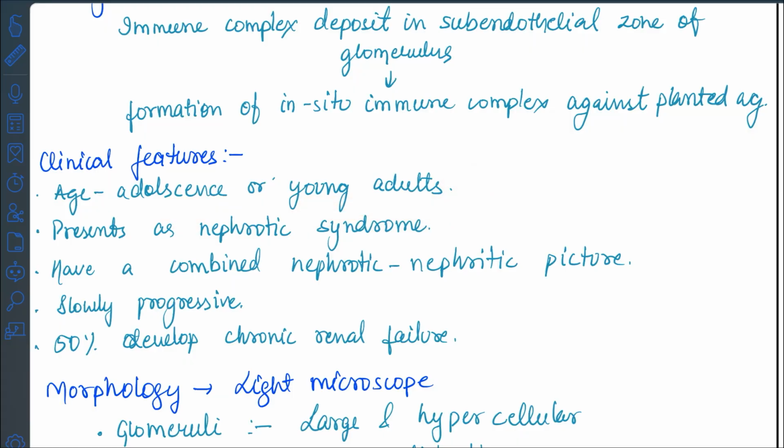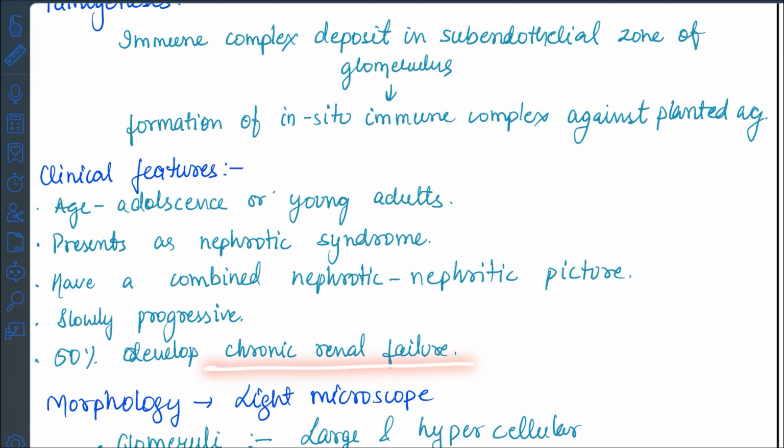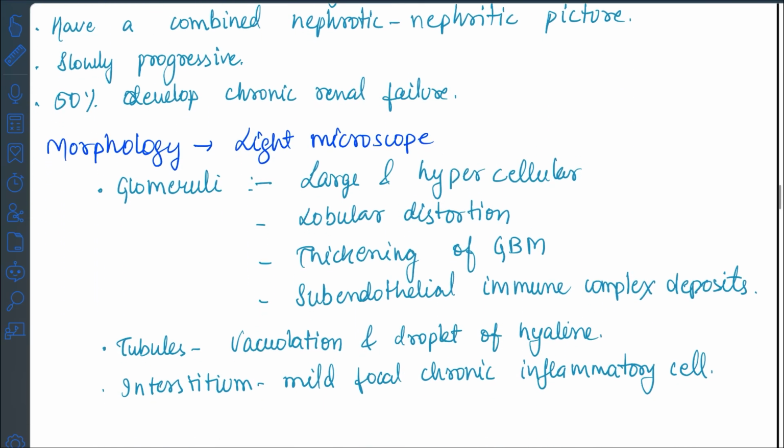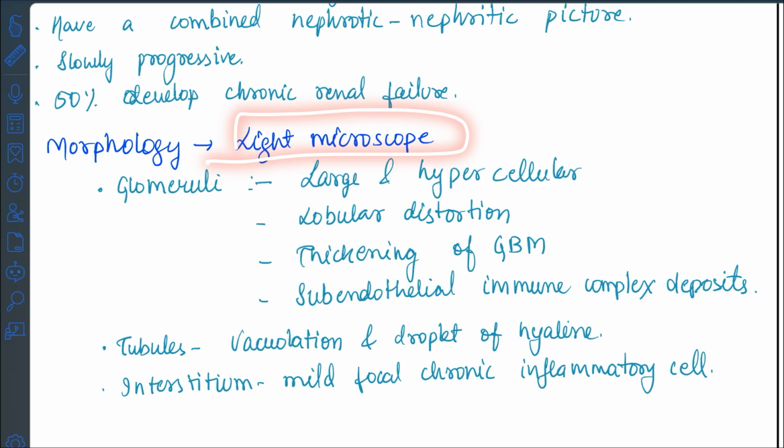Clinical features: it is more common in adults and young adults. It presents as nephrotic syndrome. You should know the features of nephrotic syndrome by now. And they have a combined nephritic and nephrotic picture. The disease is slowly progressive, and in 50% of the cases, the chances are that they develop into chronic renal failure.